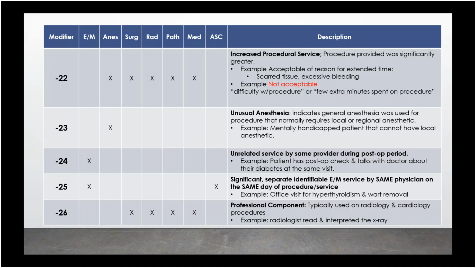25 is on an evaluation and management, and we can also use it in the ambulatory surgery center. Significant, separate, identifiable evaluation and management service by the same physician on the same day. Example, we had an office visit for hypothyroidism, and they also had a wart removal.